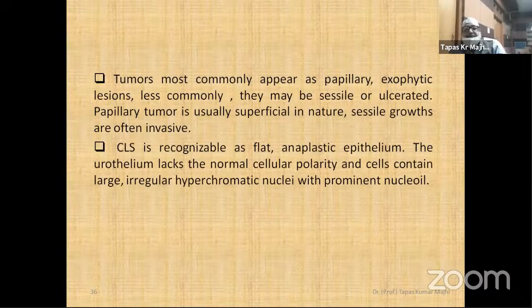Tumor most commonly appears as a papillary or exophytic lesion. Less commonly, they may be sessile or ulcerated. The papillary tumors are usually superficial in nature. Sessile tumors are often invasive. Carcinoma in situ is recognizable as flat anaplastic epithelium. The urothelium lacks normal cellular polarity and cells contain large irregular hyperchromatic nuclei with prominent nucleoli. The tumor is highly malignant and aggressive in nature.